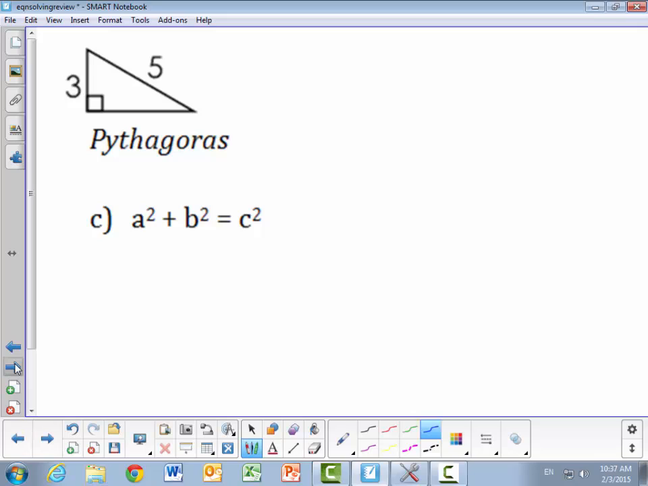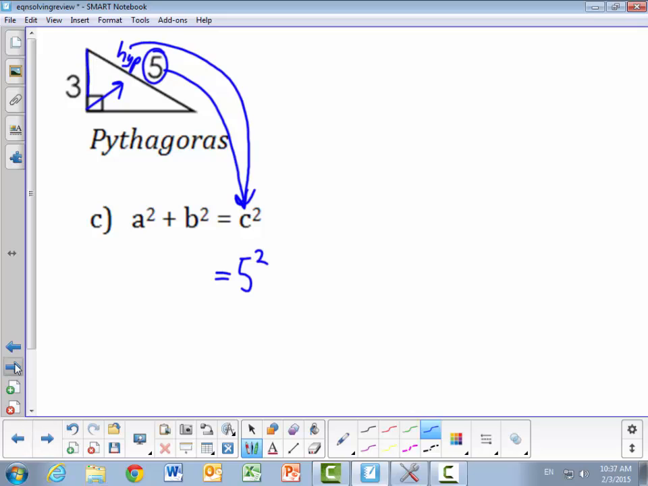The hypotenuse is always the longest side of the triangle, and it's always directly across from the right angle. So this is my hypotenuse here. And that is always C in Pythagoras' theorem. So 5 is going to go right there for C.